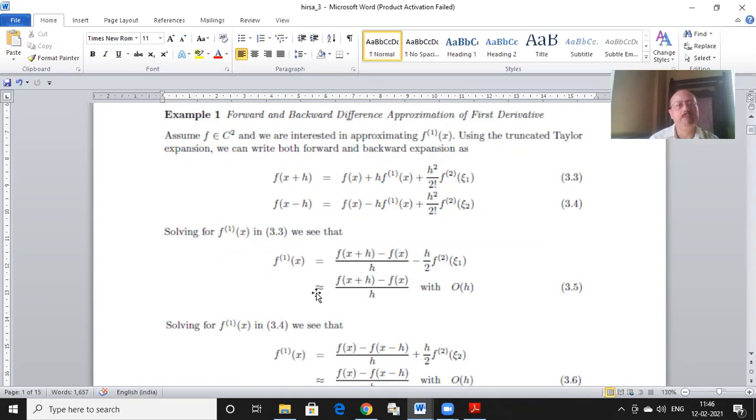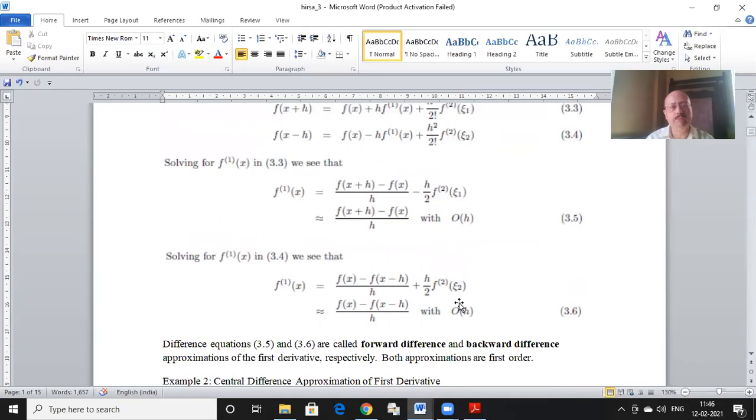So 3.3 will give me one approximation for the first derivative, which is 3.5, and 3.4, the backward expression, will give me another approximation for the first derivative, which is 3.6. Same principle, only I am using either the forward difference or the backward difference. So these two equations, 3.5 and 3.6, are called forward difference and backward difference approximations of the first derivative, and both have error of order h. So we call them approximations of first order.